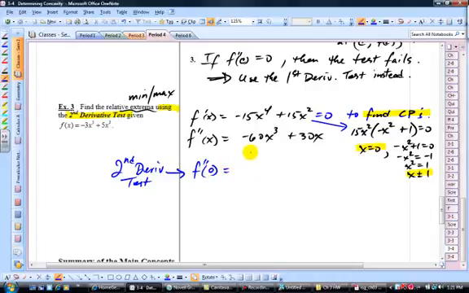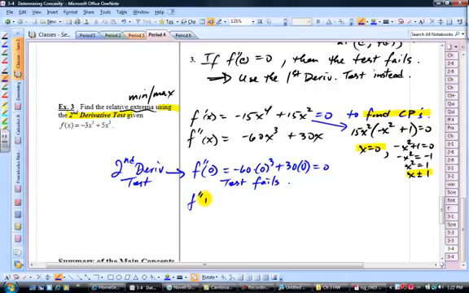That's my first critical point. And I'm going to get negative 60 times 0 cubed plus 30 times 0, and it's a whopping 0. So the test fails there. I'm going to have to resort to the first derivative test. Bummer. Okay, I'll do that in a minute.